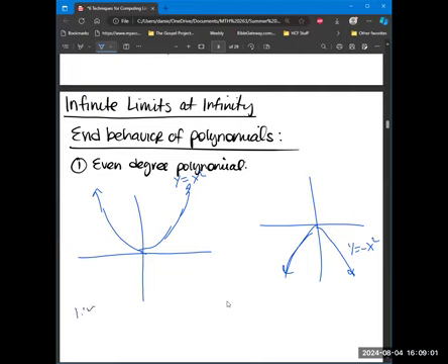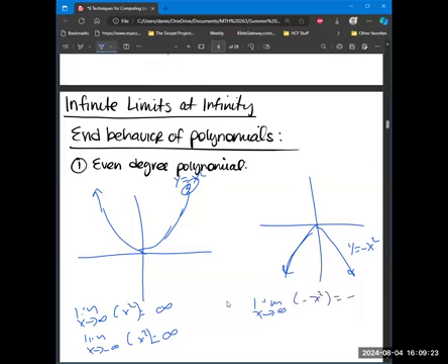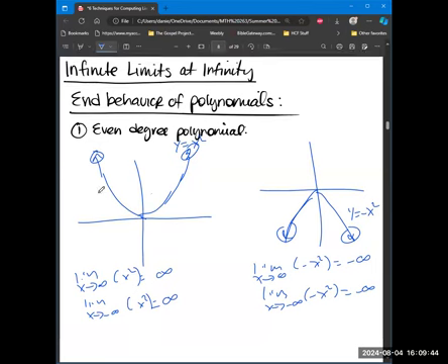that we have limit as x goes to infinity of x squared is going to be a positive infinity. Limit as x goes to negative infinity of x squared is still going to be a positive infinity. Limit as x goes to infinity of a negative x squared is going to be a negative infinity. Limit as x goes to negative infinity of a negative x squared is going to be a negative infinity. So the ends do the same thing for any even power function or any polynomial whose greatest degree is even.